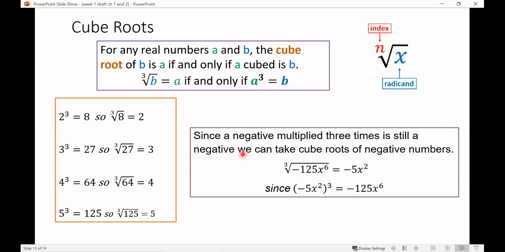Like I said before, since a negative number multiplied 3 times is still a negative number, we can take cube roots of negative numbers. So here, the cube root of negative 125x to the 6th is going to be negative 5x squared. Because remember, we're taking basically a third of these factors. So a third of 6 factors of x is going to be 2 factors of x. Okay.